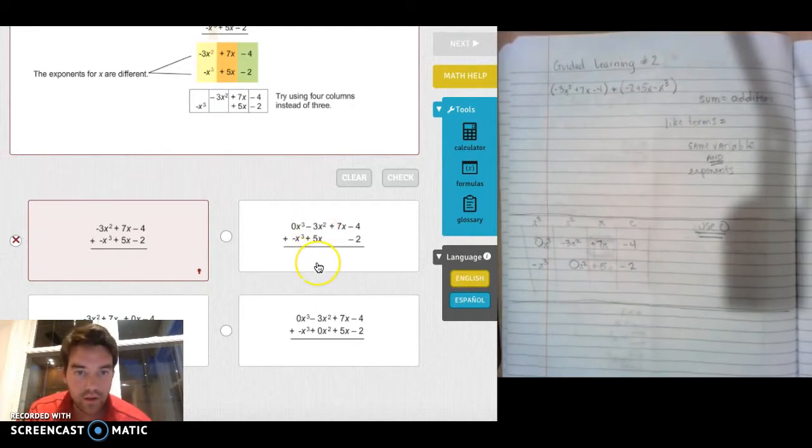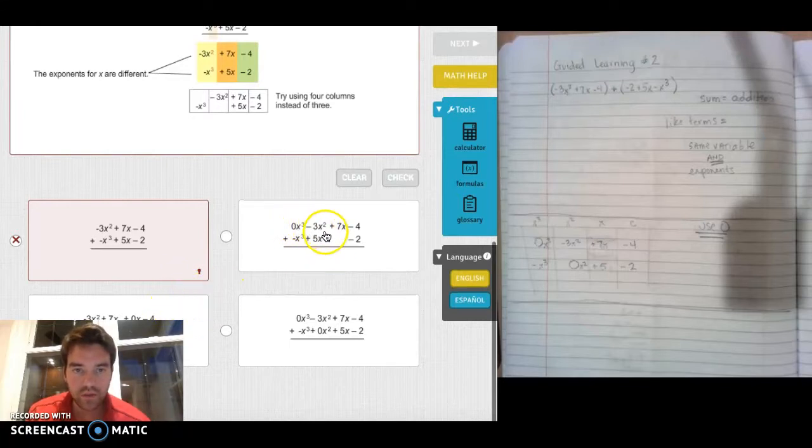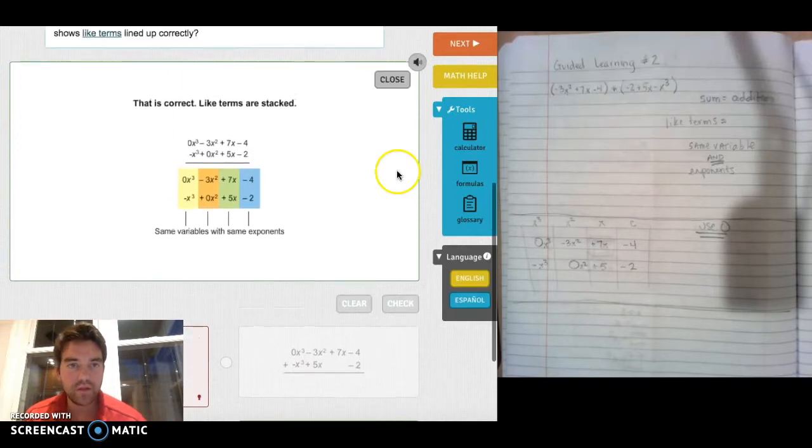Okay. So I'm looking at this. I have negative 3x squared plus 7. Is this something that looks like mine? Sorry, you can't see this one. Just to give you a hint, it's not this one. And this one doesn't have the 0 as the placeholder, so I'm going to click on this. And I got that right. That's awesome. The like terms are matched.